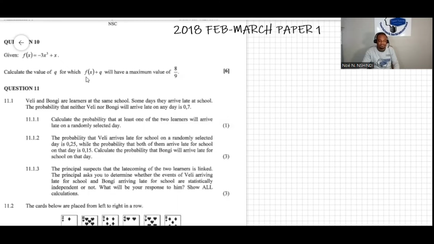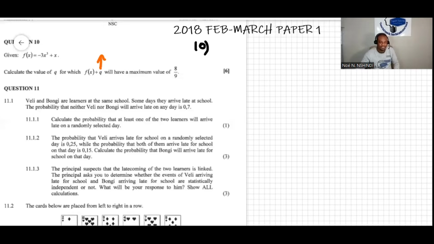When they say f of x plus q, the positive q here stands for the vertical shift. It's the same function as f of x but shifted upward or downward. So it shifts vertically, it can be up or down. Now it means it will have the same maximum x value. So now we do know that the maximum, right here, question 10.